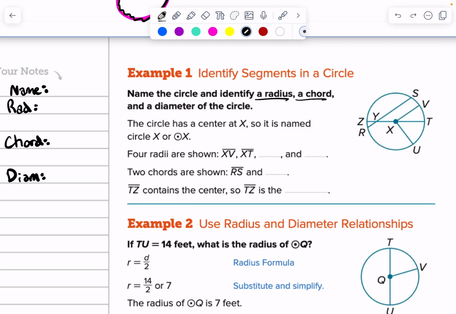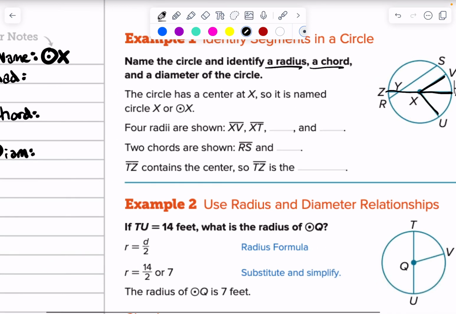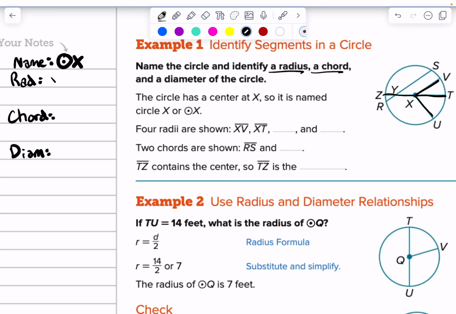Okay. So the name of this circle is circle X. I think the center of the circle is X. Okay. A radius. There are 1, 2, 3, 4 radii in here. XV, XT, XU, and XZ. Now again, you only have to name one on your homework assignment, but I'm going to label all of them. So XV, XT, XU, XZ.